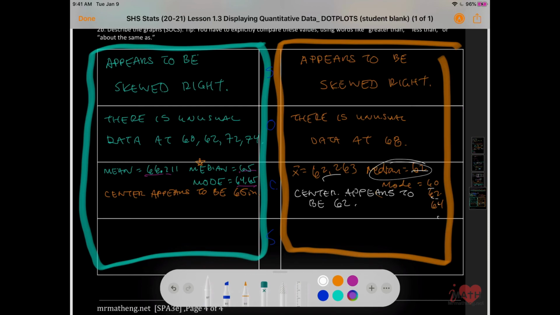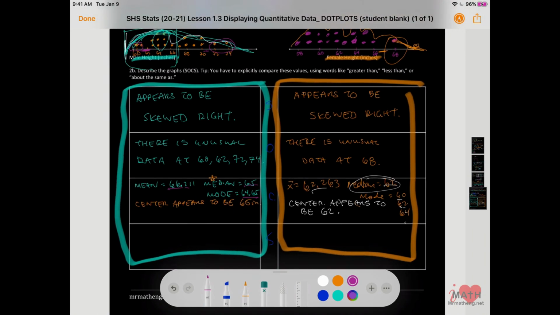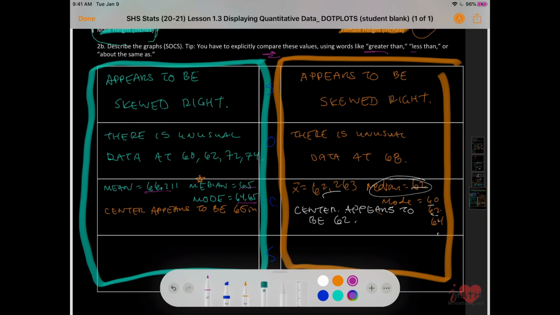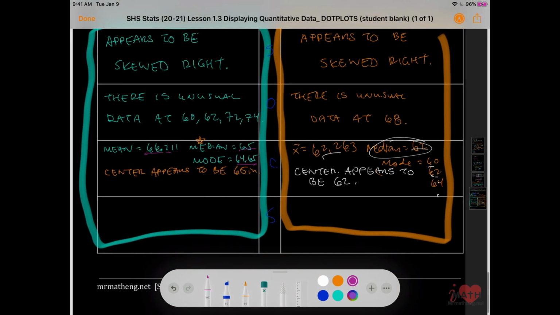All right, so how can we make a comparison? So let's use those comparison words now. Comparison words, we're going to use like greater, less than, about the same. So we can say something like this. I'm going to abbreviate. The male center, which is 65 compared to 62, is what? Center is greater than the female center. Or you can say it the other way around. You can say that the female's center, which is our median we're going to be using, because that's the best way of describing the center, is less than the male's.